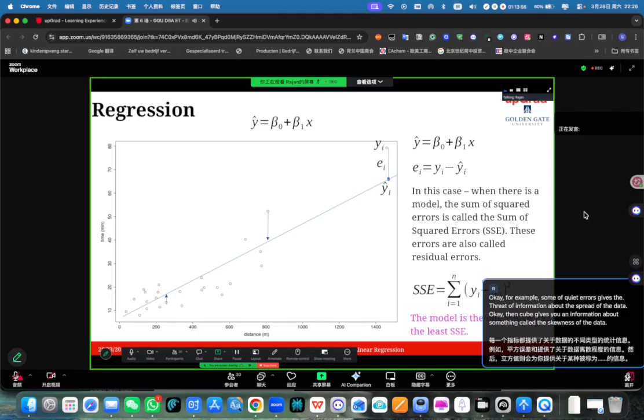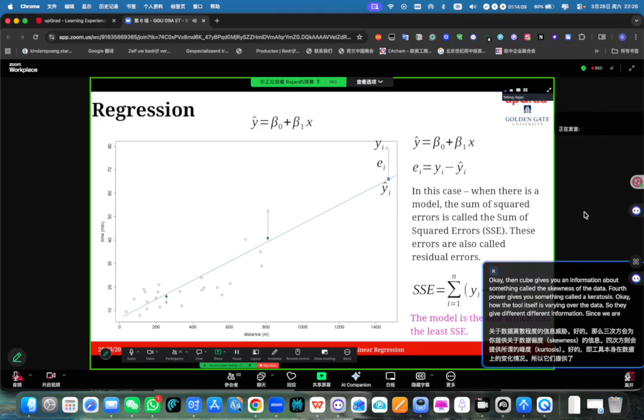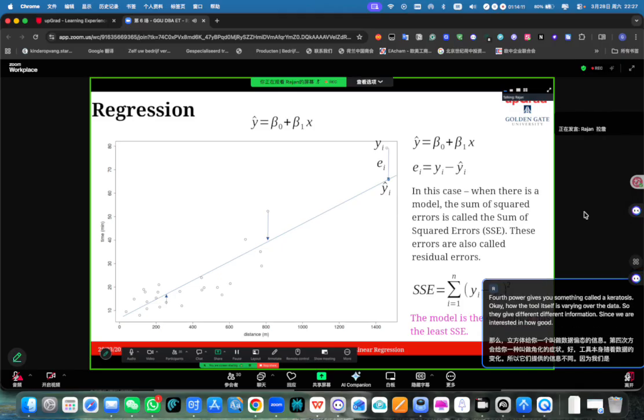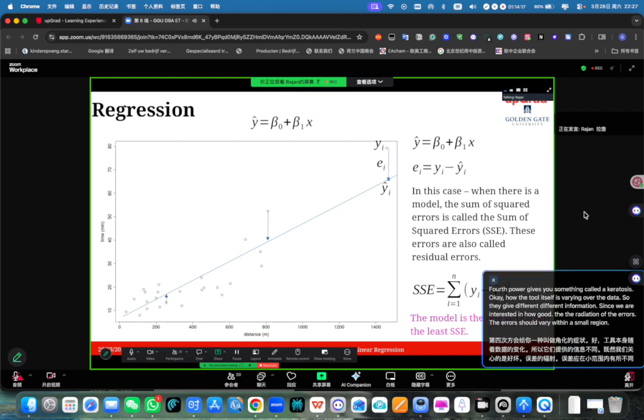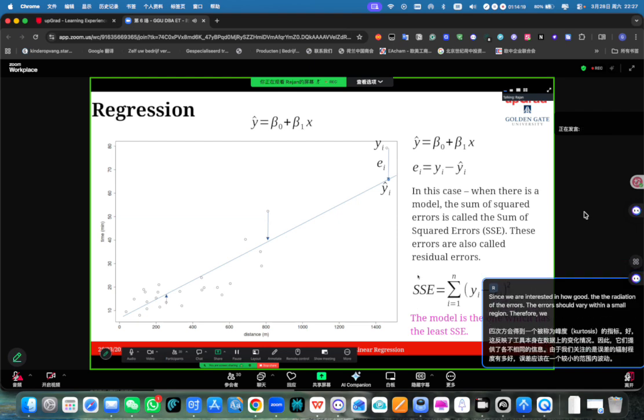Fourth power gives you something called the kurtosis, which is how the skewness itself is varying over the data. So they give different information. Since we are interested in how good the variation of the errors is, the errors should vary within a small region. Therefore, we should restrict only to sum of squared errors.